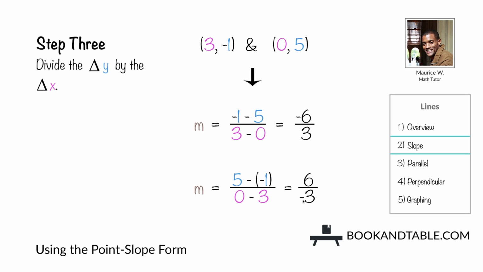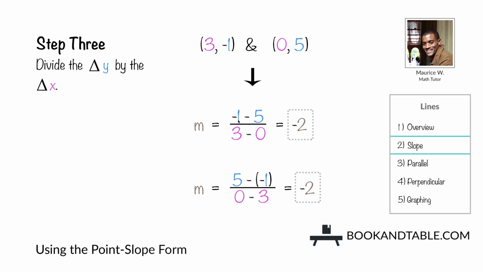So for step 3, when we divide delta y by delta x, -6 divided by 3 is the same as 6 divided by -3. So after step 3, we wind up with -2 for our slope in both examples. So I wanted you to see that your final slope will be the same regardless of if you subtract this point from this one or if you subtract this point from this one.